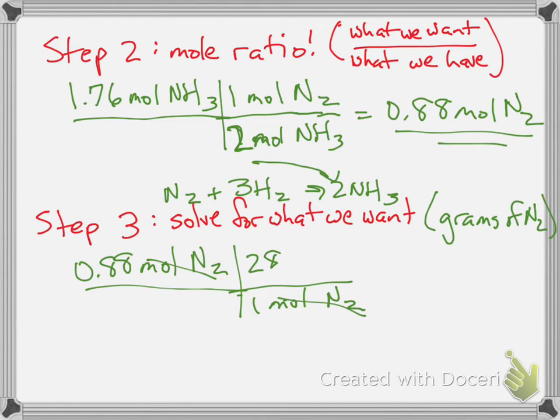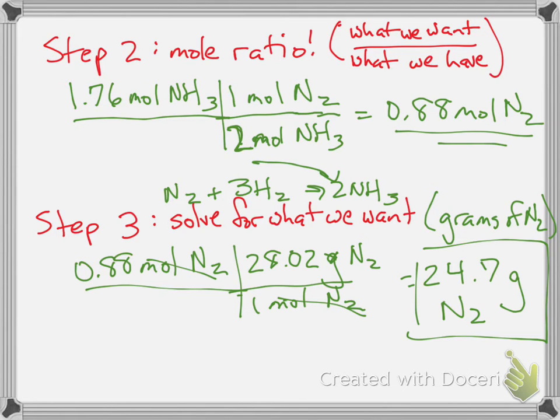In this case, 14.01 times 2 is 28.02 grams. And if we do that multiplication, 0.88 times 28.02, we get, I'm going to go ahead and round to 24.7 to get 3 sig figs, 24.7 grams of nitrogen. So, if we want to do this one step at a time, this is a great way to do it.